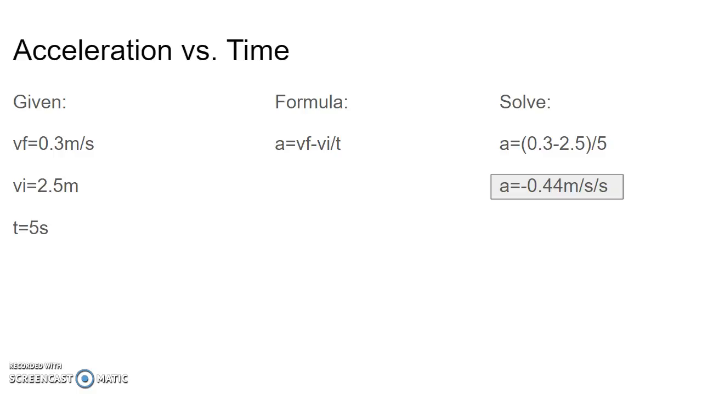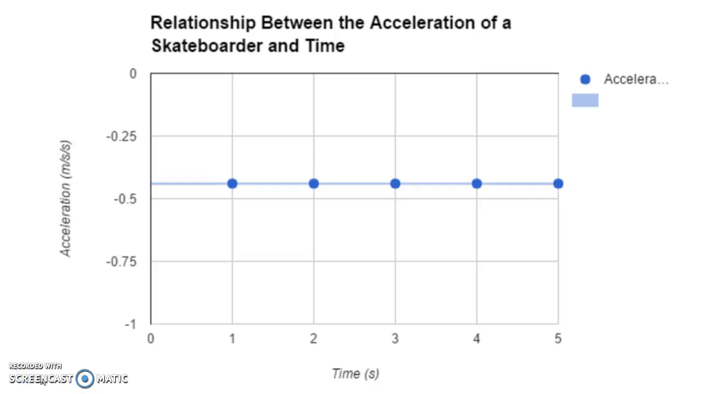Formula for acceleration is final velocity minus initial velocity over time. So to solve, I did 0.3 minus 2.5 divided by 5 to get an acceleration of negative 0.44 meters per second per second. And this acceleration versus time graph shows that acceleration of negative 0.44 meters per second per second.